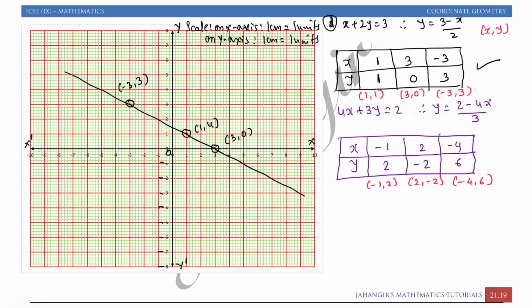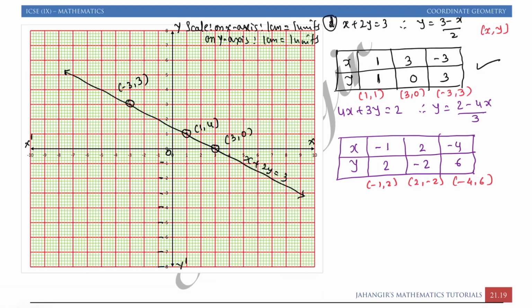Okay, put arrows, write the equation. I can write it anywhere on the line: x plus 2y is equal to 3. Always use the original equation to write on the graph.